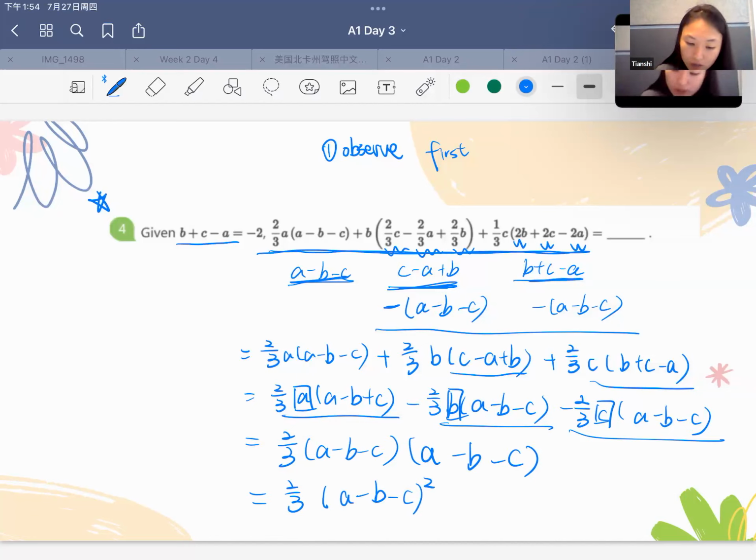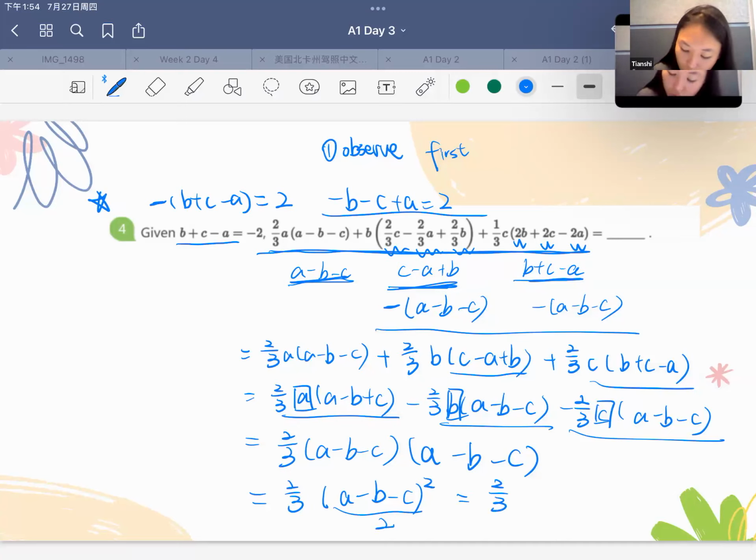So what is the result for b plus c minus a? b plus c minus a is negative 2, which means that negative b minus c plus a equals 2, since a negative becomes a positive. So minus b minus c plus a equals 2. So a minus b minus c equals 2. So the final result is 2 over 3 times 2 squared, which is 2 over 3 times 4. And the final result will be 8 over 3.